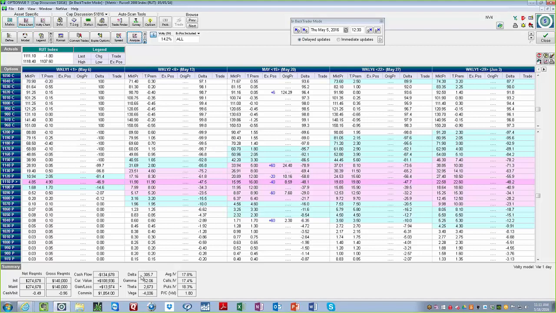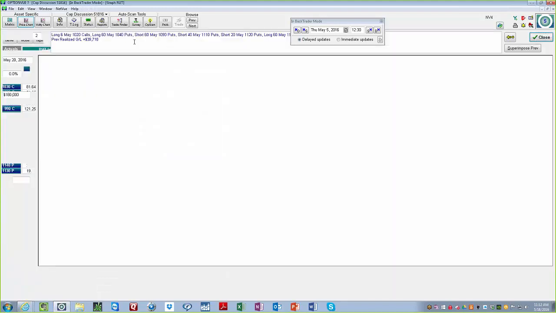But of course, here it is. We're over 300, and let me just double check here. It's 1090. So in this case, I just did a partial adjustment. I didn't completely roll down. I just rolled down some of the shorts, which corrected the delta just a little bit. And I call that good enough for this particular move.